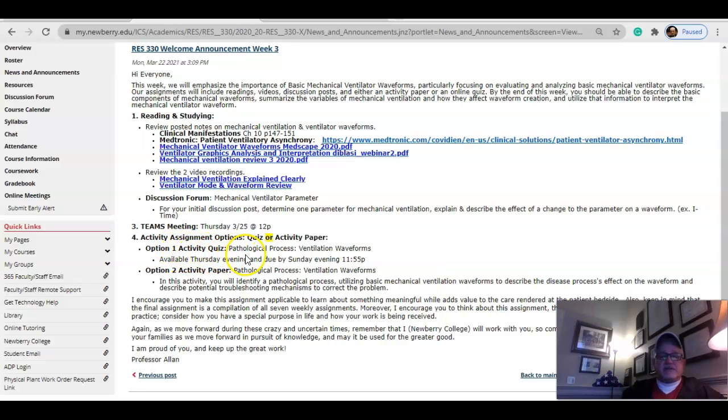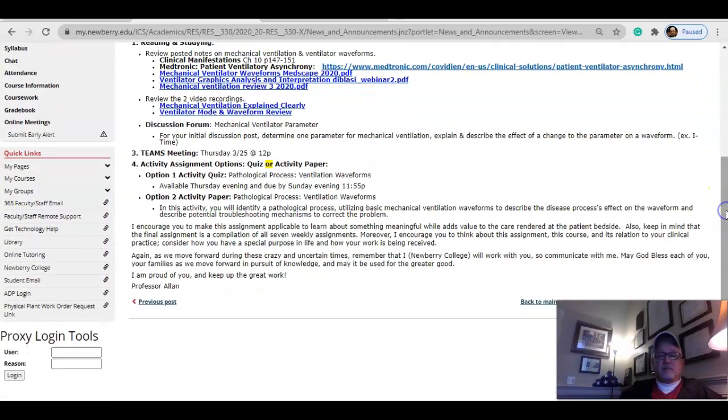Option 1 is the activity quiz, which we're going to be looking at pathological process and ventilation waveforms. And it'll be available Thursday evening and due by Sunday evening, 11:55 p.m. I'm actually making and creating it now, so it will be ready by then. Option 2 is the activity paper, which we're going to be looking at a pathological process and utilizing basic mechanical ventilation waveforms to describe the disease process on that waveform and how would you possibly troubleshoot, how would you fix that so you can correct the problems.